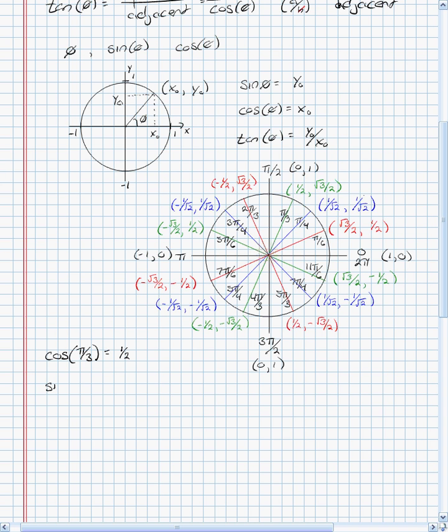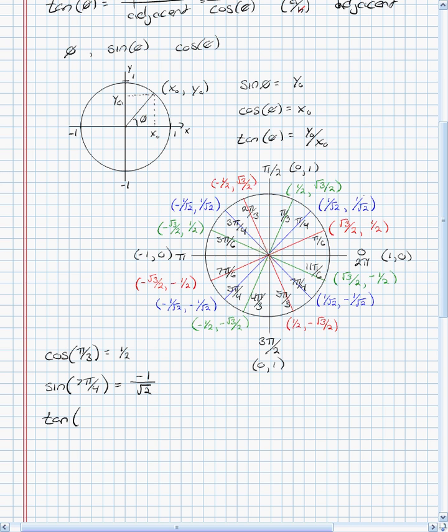Continue on the same kind of concept. The sine of 7 pi over 4: start at the positive x-axis, work our way around until we get to 7 pi over 4. So that's this blue line right here. We know sine theta is equal to y0, so that's the second value. So sine of 7 pi over 4 is equal to minus 1 over the square root of 2.